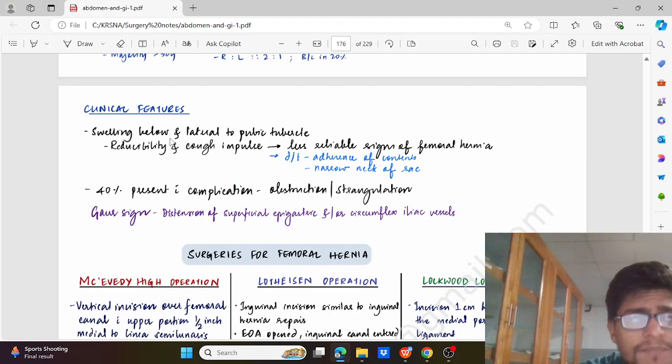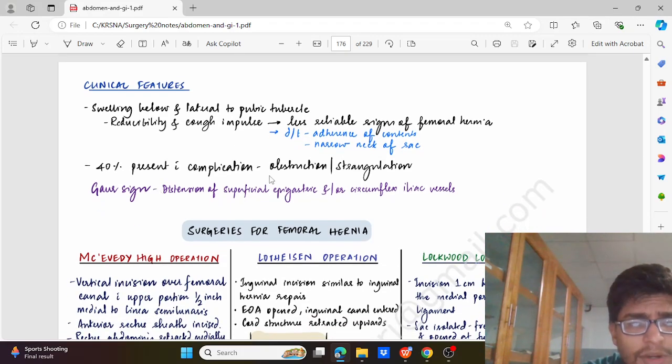So the site is very important, that it is below and lateral to the pubic tubercle. Reducibility and cough impulse may not be very prominent in femoral hernia due to adherence of the content and the narrow neck of the sac. 40% present with complication, either obstruction or strangulation. Gore sign, that is distension of the superficial epigastric and superficial circumflex iliac vessels.